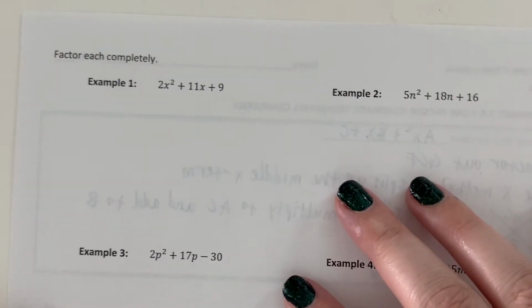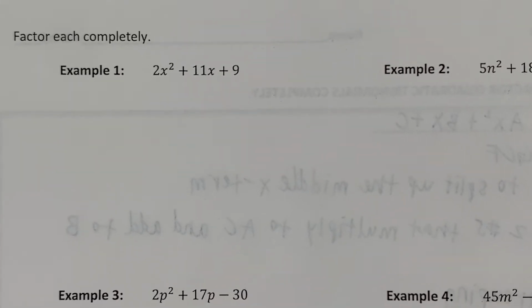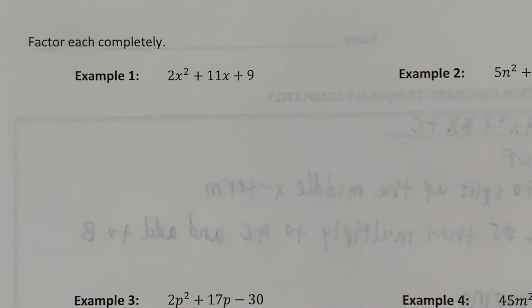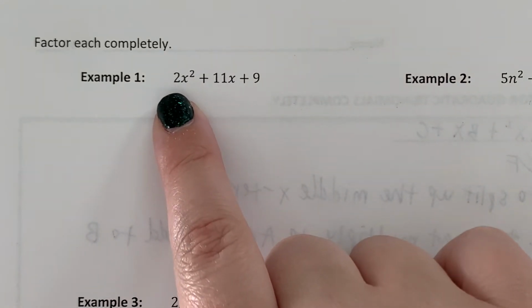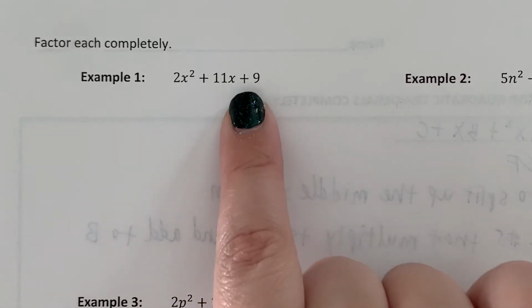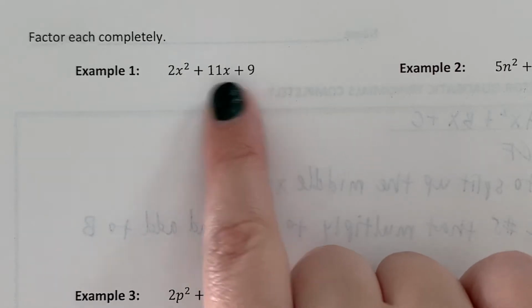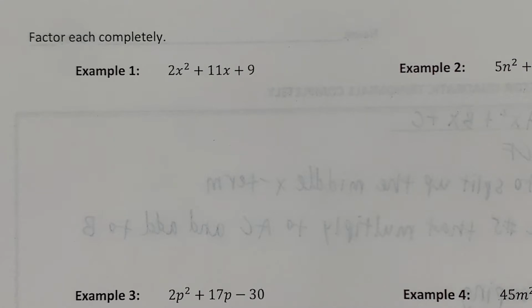So if we check out the back side, our directions tell us to factor each completely. And so for example one, the first thing we can do according to our directions is see if there's a GCF we can pull out, a greatest common factor. And looking at these coefficients of 2, 11, and 9, there's not a number I could pull out of them. And they don't all have a variable term, so there's no GCF. So on to step two, I'm going to use the X method that we learned.